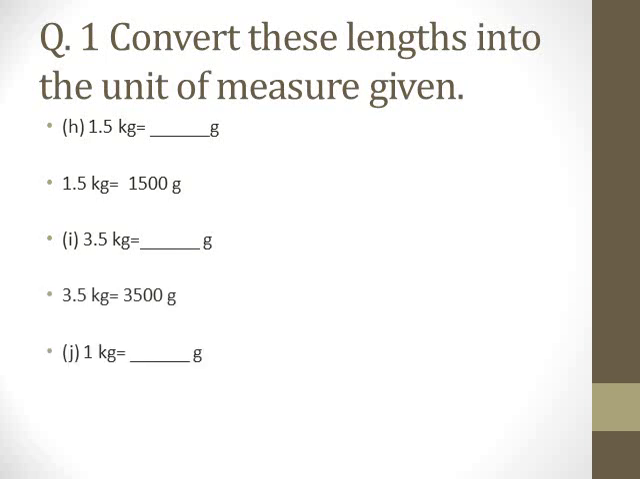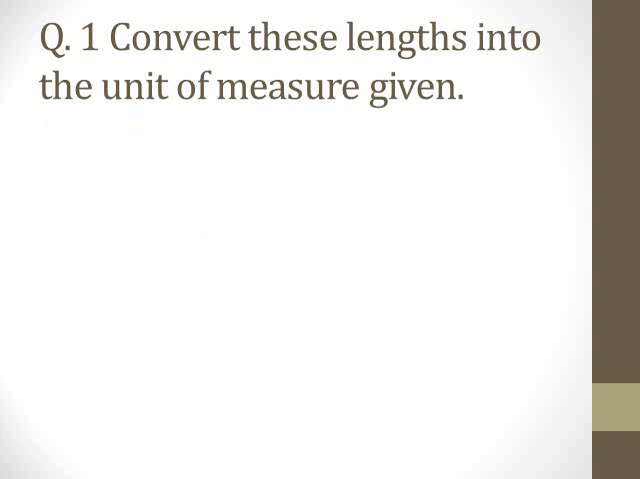Now it's J. In 1 kg how many gram? You know, this is a common fact. 1 kg equals to 1000 gram. Move to the next slide and look at the question part K. 2 kg equals to how many grams? So 1 kilogram is equal to 1000 grams, so 2 kilogram will be equal to 2000 gram when you multiply it by 1000, right? And what is part L?